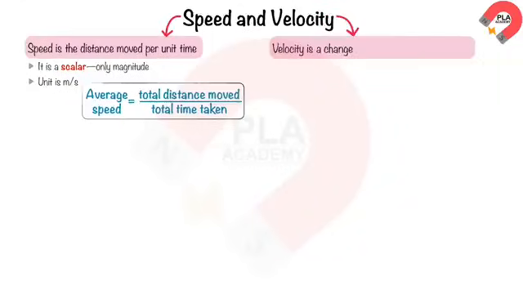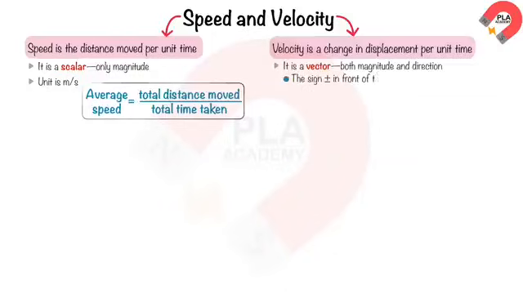Velocity is the change in displacement per unit time. Velocity is a vector quantity, which has both magnitude and direction. In one-dimensional motion, the sign, positive or negative, in front of the velocity indicates the direction of the object's motion. The unit of velocity is the same as the unit of speed, which is meters per second.